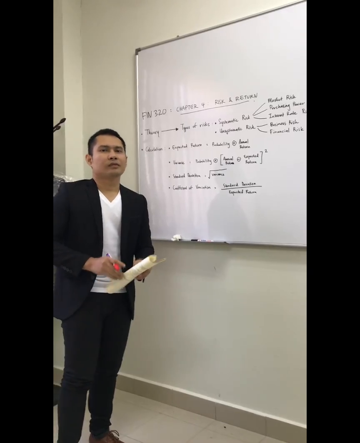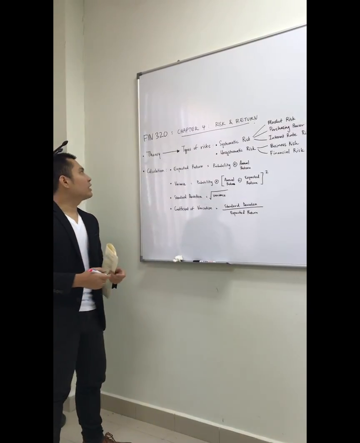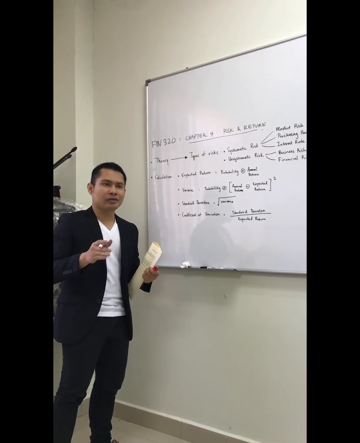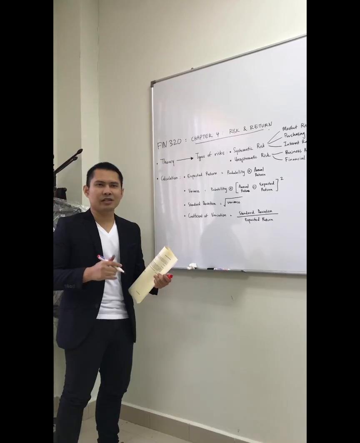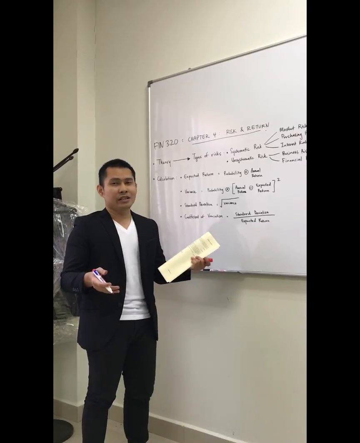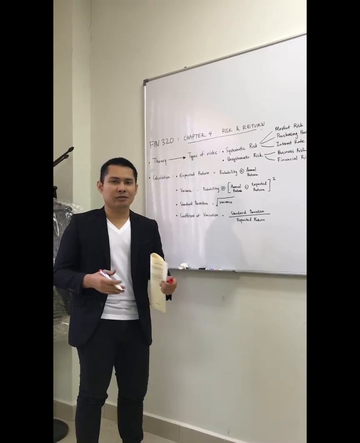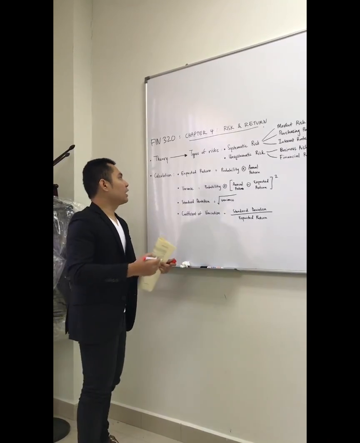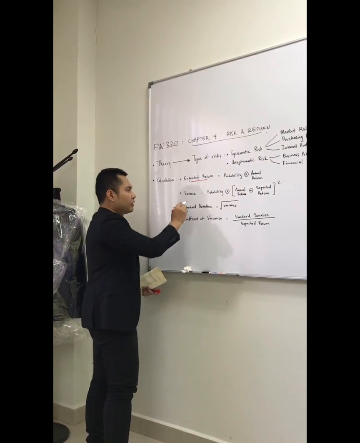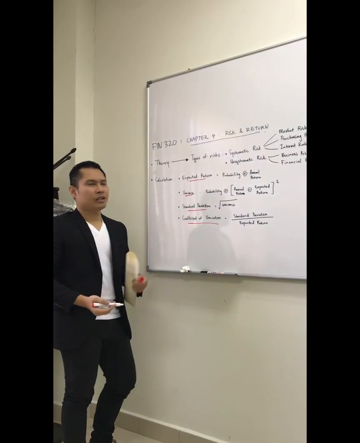Okay guys, now we are going into the calculation part of chapter 4. Bear in mind that in chapter 4, the calculation is standalone, meaning it is not related to any other chapter. It's not like chapter 3 where the calculation is related to chapter 2. This one is a standalone question, standalone calculation. In this chapter, there are 4 formulas that you need to remember: expected return, variance, standard deviation, and coefficient of variation.